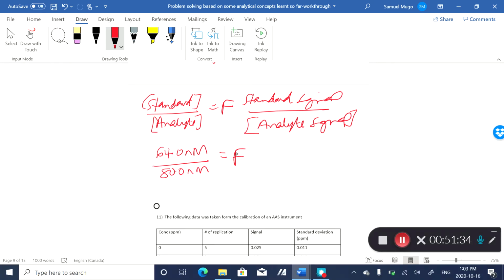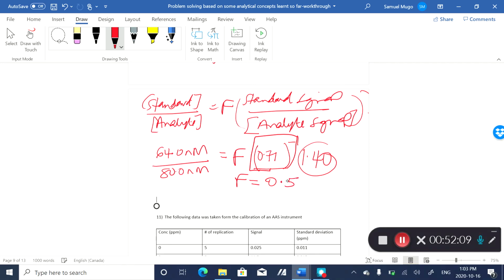The standard signal and the analyte signal ratio is already given as 0.71. But remember, whatever is given is the inverse. So when you take the inverse, it's going to be 1.40. So the standard signal divided by the analyte signal is actually 1.4. So you get the F, the response factor. When you calculate, you're going to see 0.571.